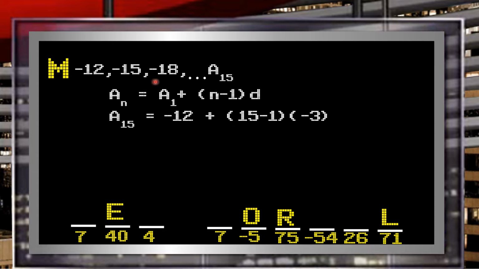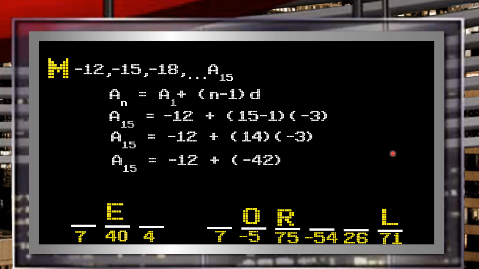Bakit negative 3? Kasi 'di ba lumalaki yung ating bilang from negative 12, negative 15, negative 18. Or again, negative 15 minus negative 12 is negative 3. So solving for it, we have a sub 15 is equal to negative 12 plus 15 minus 1 is 14 times negative 3. And 14 times negative 3 is negative 42.